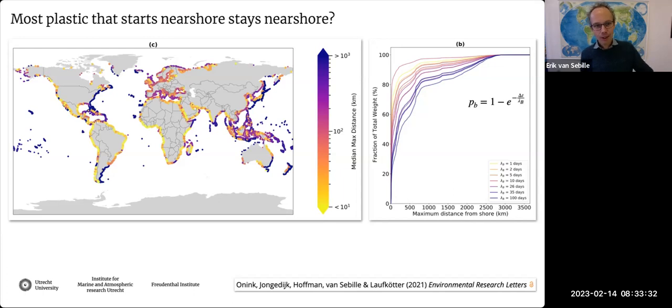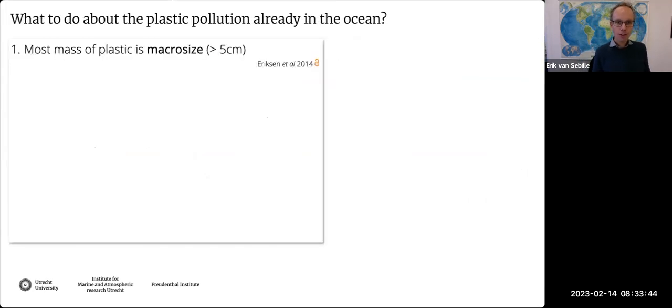I just want to understand how the currents work. But lately I've started to come to a clearer direction of answers that could be given, and I think it's this line of thought. So first of all, most of the mass of plastic is in large items, macro size items, more than 5 centimeters. And this has been known for a very long time. Most particles themselves are small, but if you purely look at the mass of plastic, then more than 90%, maybe more than 95%, is in the large items, which makes sense, right? Because they're large, so they contribute a lot to the total mass of plastic.